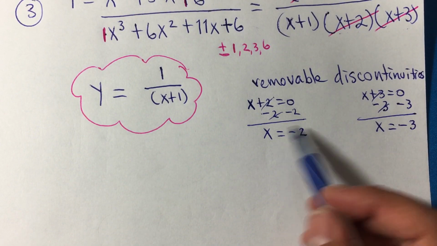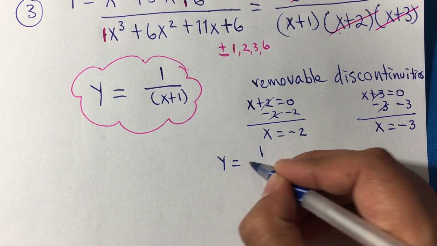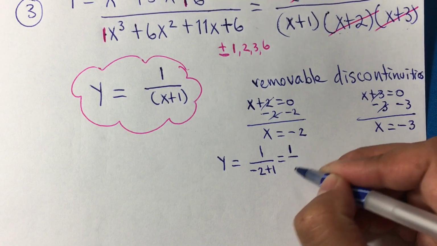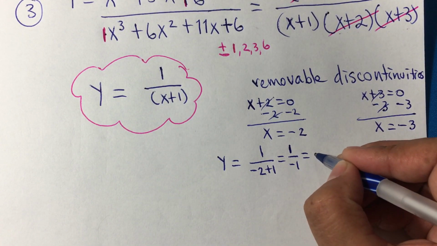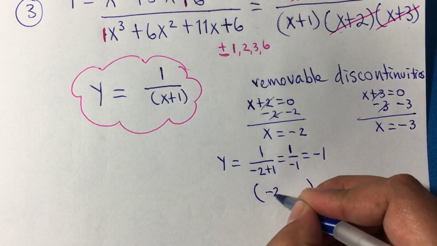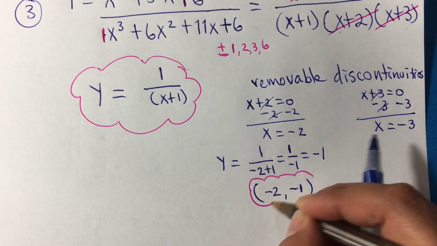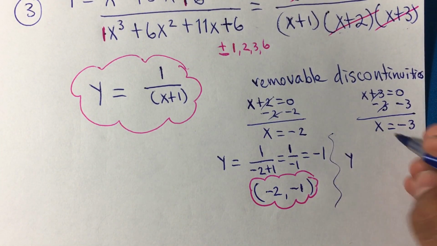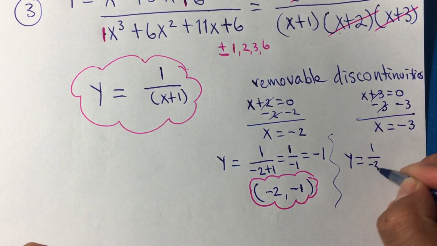Now we replace that value into our expression, and so y is equal to 1 over -2 plus 1, which is 1 over -1, and positive divided by negative is -1. Okay, so the first hole is at -2, -1. That's my first hole. For the next one, I get y is equal to 1 over -3 plus 1.